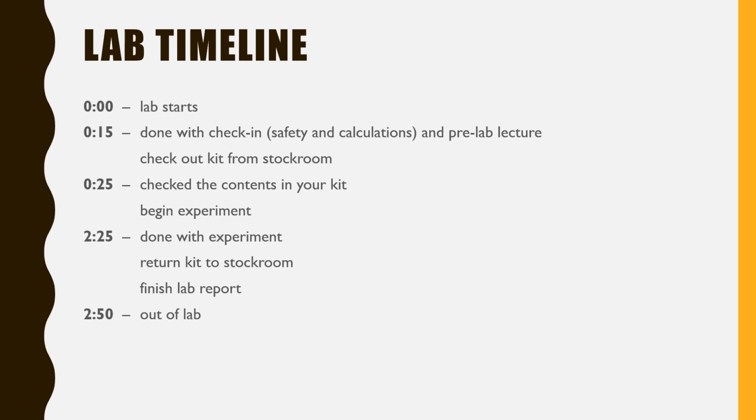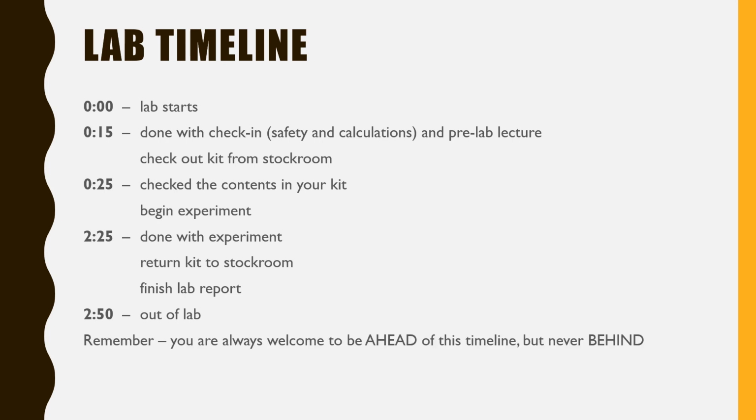At 2 hours and 50 minutes, your lab is over and you are out of the lab. At this point, if you are not done with your experiment, your IA will collect your lab report and ask you to leave the room so that the next lab can come in. Remember, you're always welcome to be ahead of this timeline or even super ahead of this timeline, but never behind.